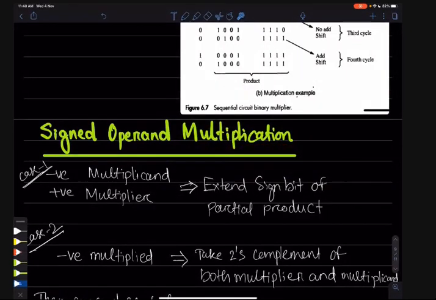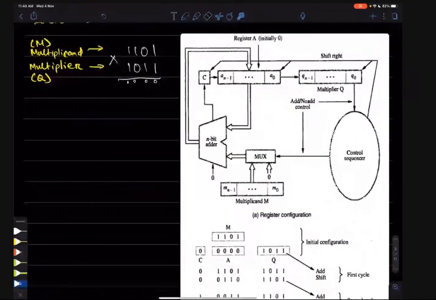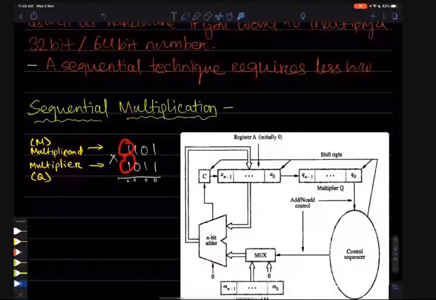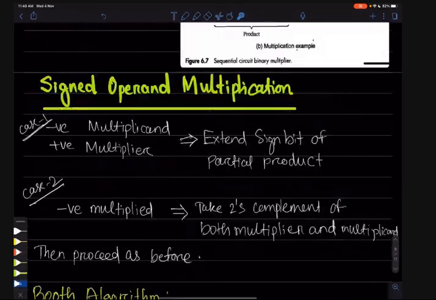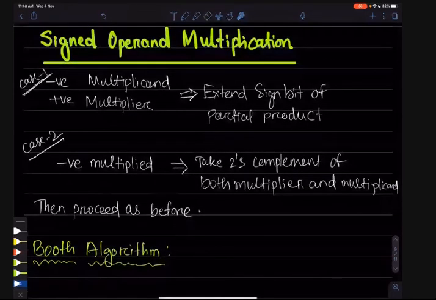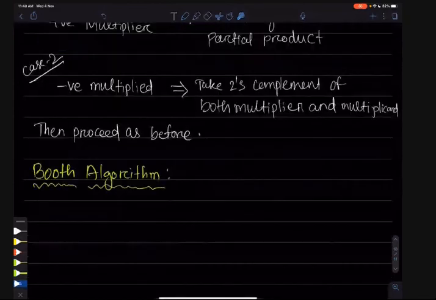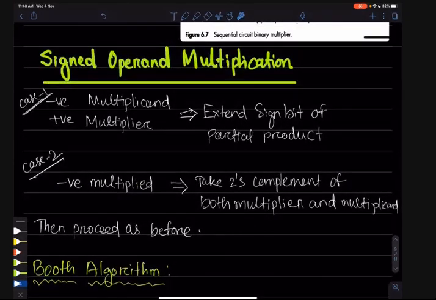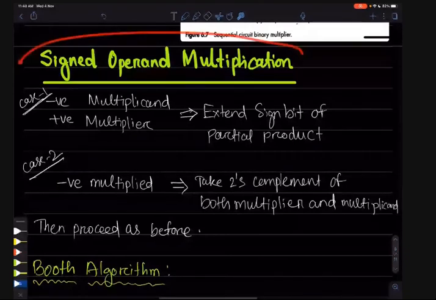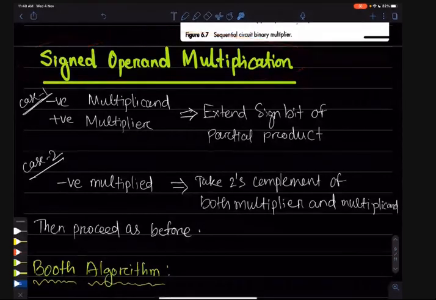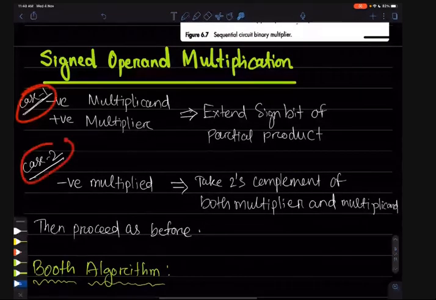Suppose there are negative numbers in this. These are all positive or unsigned numbers. So if we have some negative numbers, how to do the multiplication? That is also very easy. Negative number multiplication is also very easy. Whenever there is a signed operand multiplication, there might be two cases.